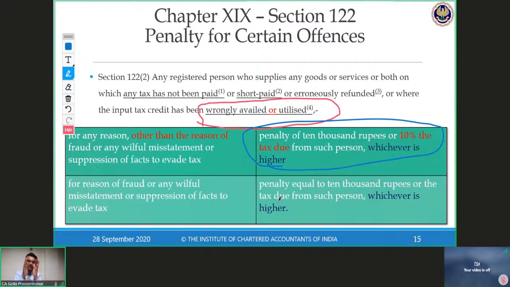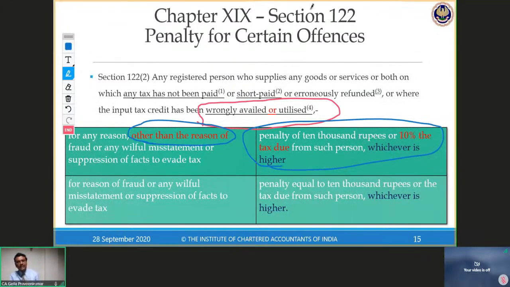Example: instead of punching 32,000, I have punched 3,20,000. Now I have taken an excess credit. What it says is either 10,000 or 10% of the difference of 3,20,000 and 32,000. That comes to 2,80,000. 10% of 2,80,000 is 28,000. 10,000 or 28,000, whichever is higher. So here the penalty is 28,000. The important factor is: other than fraud, willful misstatement, suppression of facts.